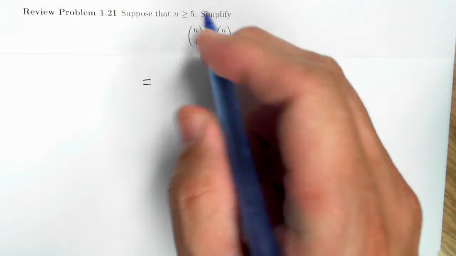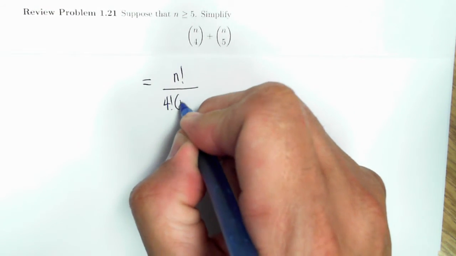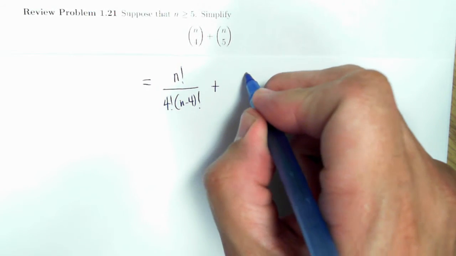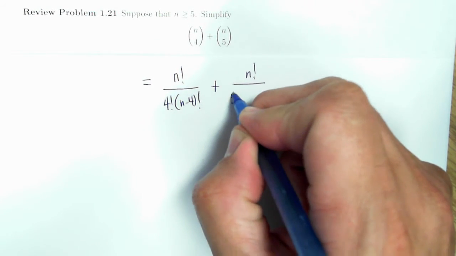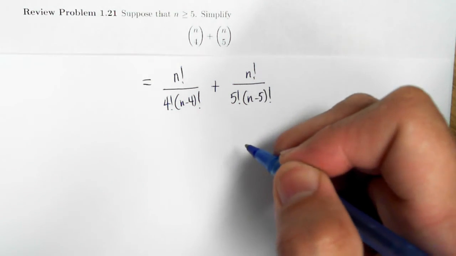Okay, so let's start simplifying. This is equal to, by definition, n factorial over 4 factorial times n minus 4 factorial. And this one is n factorial over 5 factorial times n minus 5 factorial.